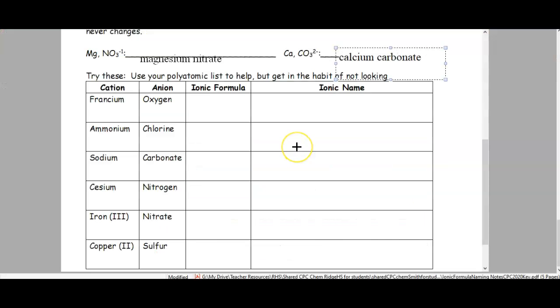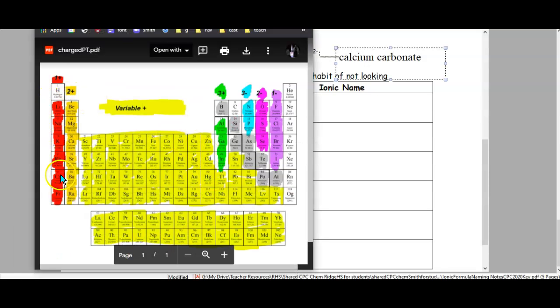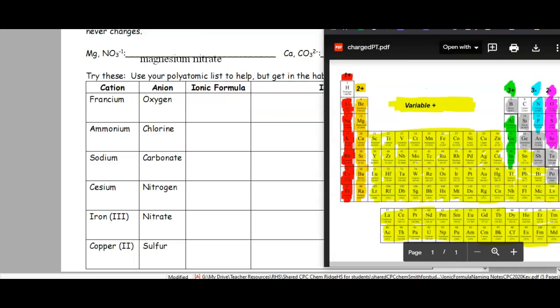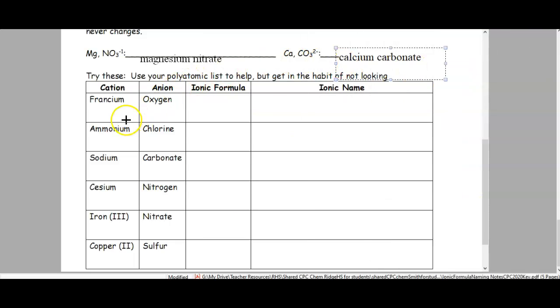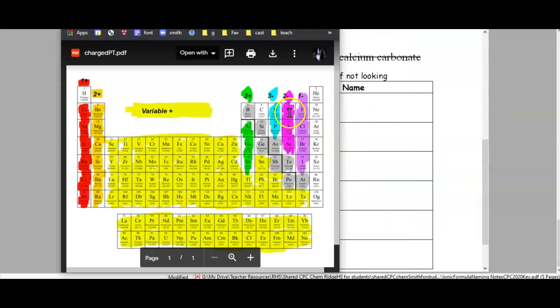Well, we have some practice here, so let's do some of this practice together. So francium is in the first column. See if I can pull that up. Here we go. Here's francium in the first column, so that goes over here. Let me write it down. So francium's in the first column with a 1+. Oxygen's off to the side. Oxygen's over here with a 2-.